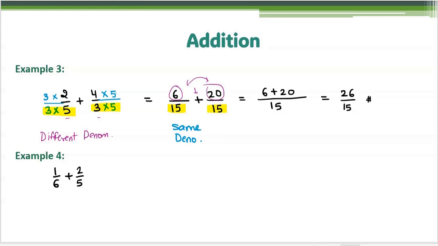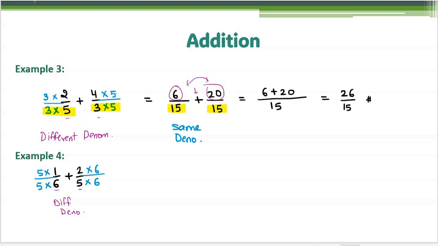Let's take another example. Here we have 1 over 6 plus 2 over 5. Again, the denominators are different, so we have to make them the same. Here you have 6 and here you have 5. You can make them the same only by multiplying by 5 here and multiplying by 6 here. When we multiply by 5, we have to multiply both numerator and denominator, and the same thing over here.